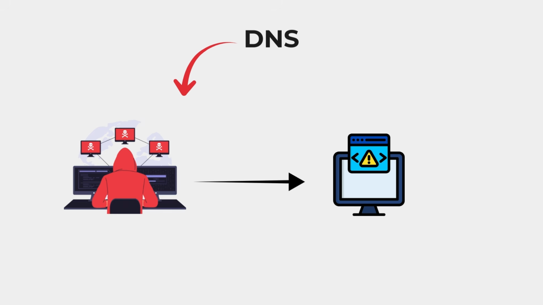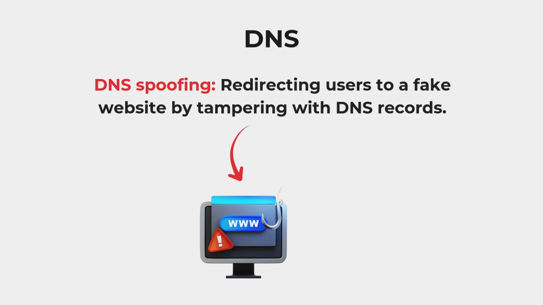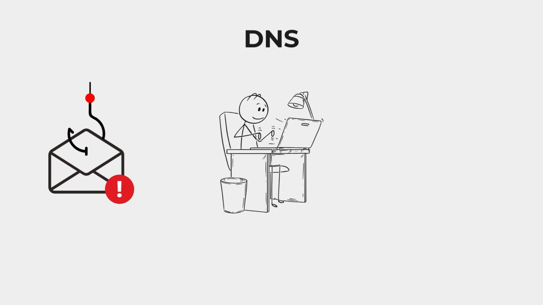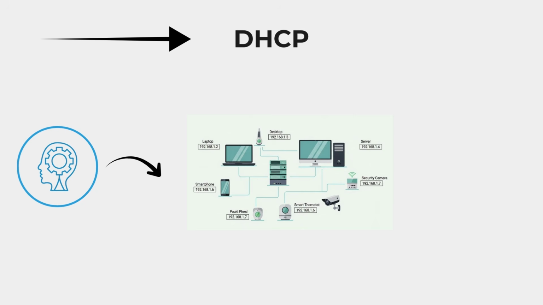Through DNS spoofing attacks, hackers can manipulate domain records to redirect you to fraudulent websites, often used in phishing schemes where you think you are visiting your bank but you are actually on a fake site controlled by criminals. DHCP. Managing IP addresses in large networks would be tedious without DHCP.